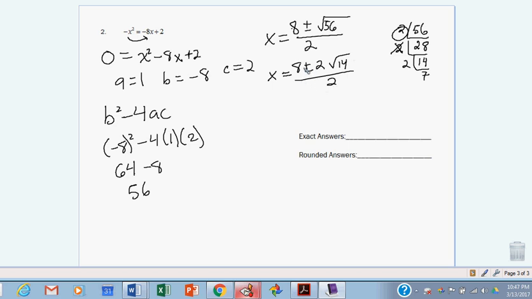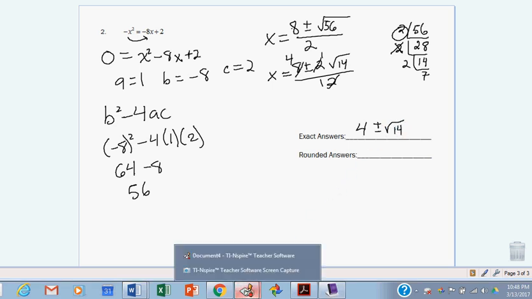But here's the deal, and this is going to come into play a lot. If you can take the same number out, you have to. So I can take a 2 out of everything. So that's going to be a 4, that's going to be a 1, and that's going to be a 1. So actually, when we clean up our exact answers, we have 4 plus or minus just the square root of 14. Now, what is that as a decimal?